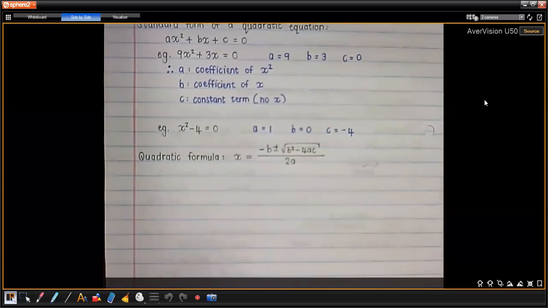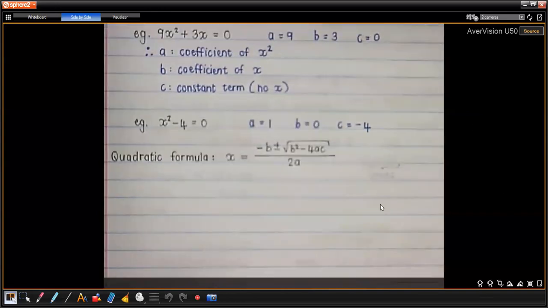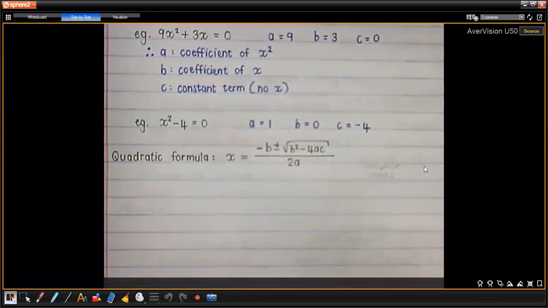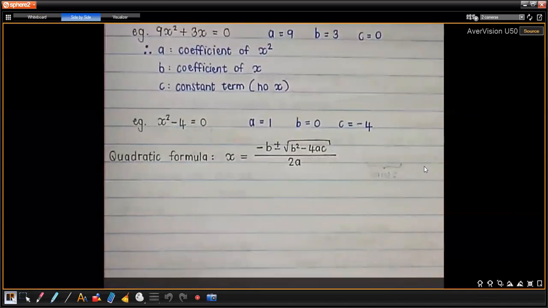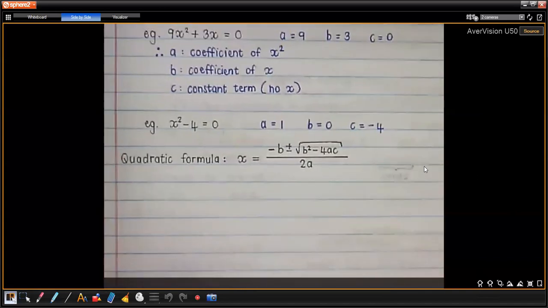Just zoom in a bit so that's clearer. Oh, it's a bit blurry. Let's see if I got it. There we go, that's better. So just take a copying that down correctly.